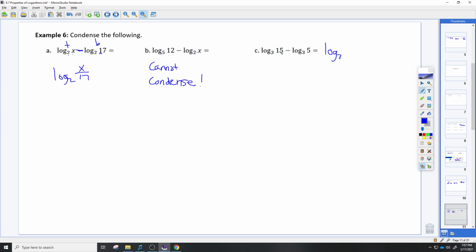Log base 3, 15's on top and the bottom, since there's minus signs next, over 5. Oh, actually, we can go a little further with this one. This is the first time we can actually keep going. We can simplify 15 over 5. So this is the same thing as saying log base 3, 15 divided by 5 is 3. And again, you could put this into the calculator to get an answer, but I'm just trying to condense it. The answer of this would actually, I think, be 1.